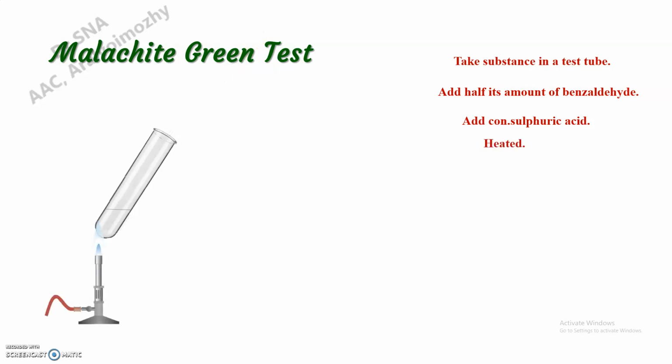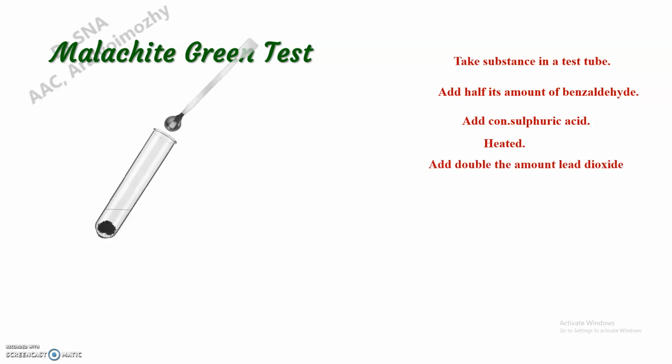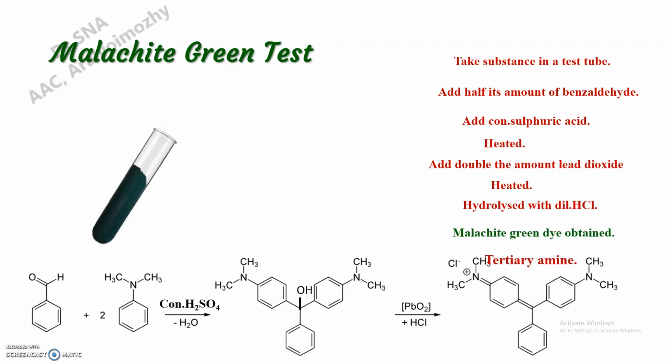So here take the substance in a test tube and add half its amount of benzaldehyde, and now add concentrated sulfuric acid to this. So heat this now, and after heating, now we have to add double the amount of lead dioxide. Again we have to heat it, and after heating this, we have to add dilute hydrochloric acid. So we are getting here a brilliant green dye, that is malachite green dye, and this confirms the presence of tertiary amine. Thank you.